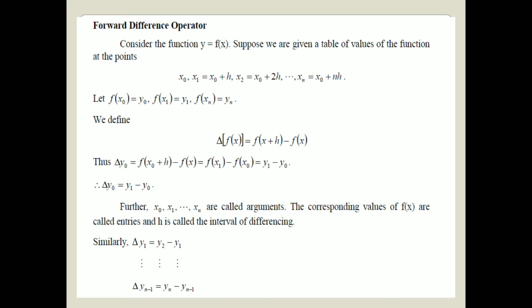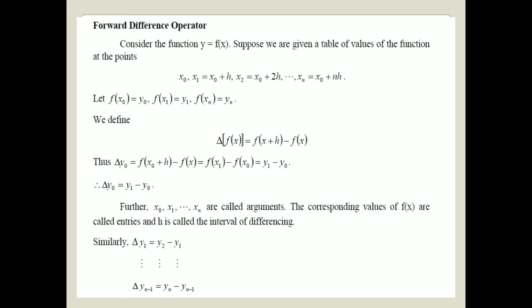Let f of x0 is equal to y0, f of x1 is equal to y1, f of xn is equal to yn. Then we define the forward difference operator, which is denoted by delta. We define delta f of x is equal to f of x plus h minus f of x. Here, this forward operator delta, when operating on f of x, gives the difference between the next value of f of x and the value itself, f of x.